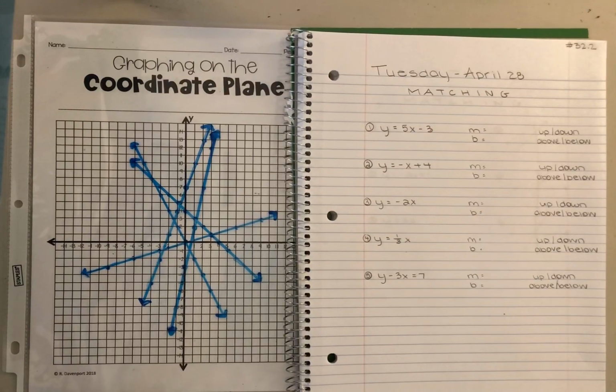Right, happy Tuesday. Today we are going to do a little bit of matching. So we're going to look at a couple of equations, analyze what we can pick out of those equations, and match it up with one of these lines on my coordinate plane.